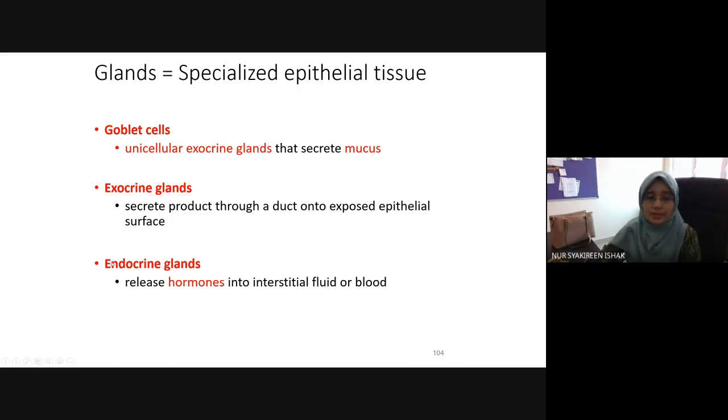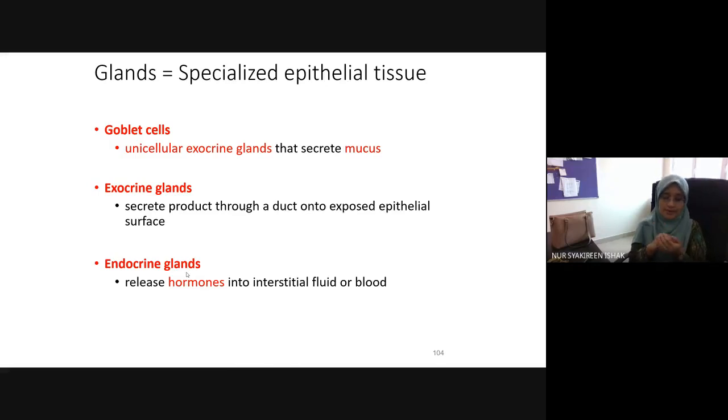And then the next one is endocrine glands. Endocrine glands are glands that produce hormones, into interstitial fluid or blood. That means endocrine glands are organs that produce hormones and secrete them straight into your bloodstream. They have no ducts. Ducts are channels, so there is no channel for the hormones to pass through. They go straight into the interstitial fluid and into the blood.